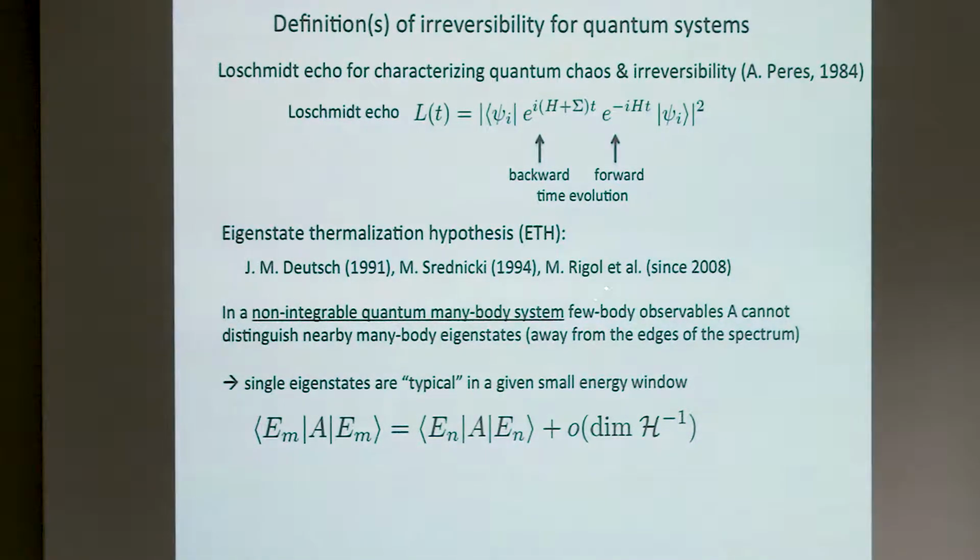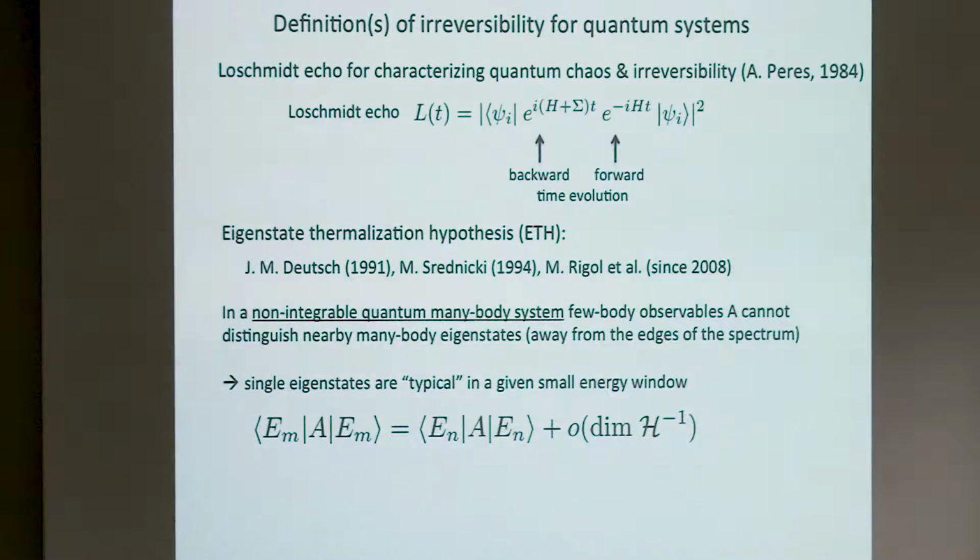And now if we are looking at few-body observables, so operators that you can express in a few fundamental fields, then these few-body observables cannot distinguish nearby many-body eigenstates. In the sense that if you take two nearby many-body eigenstates, separated by a certain number of many-body level spacings, and evaluate this few-body observable, the expectation value, then the difference of the expectation values is suppressed by something like 1 over the dimension of the Hilbert space. So it becomes effectively impossible to see this difference. So this means that a single eigenstate is typical in a small energy interval.